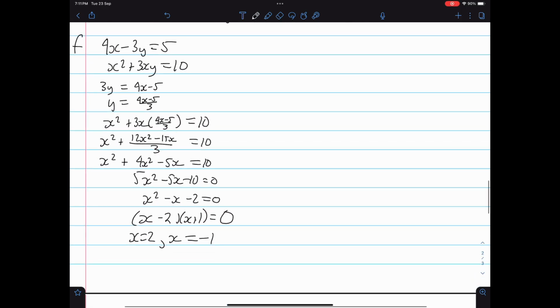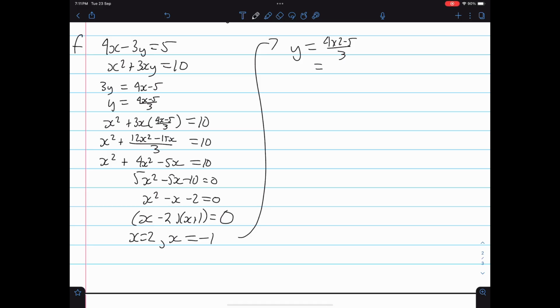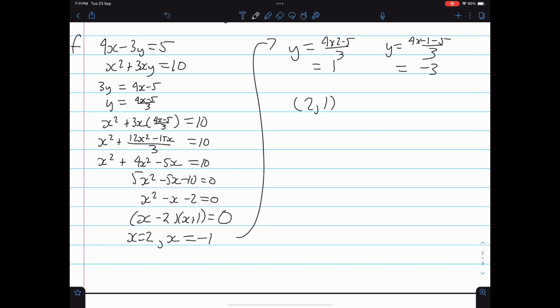And y is equal to 4 times 2 minus 5 over 3. So that's 1. Or it can equal 4 times -1 minus 5 over 3, which is -9 over 3, which is just -3. So the answer will be 2, 1, and -1, -3.